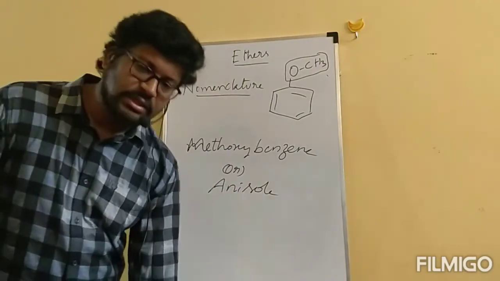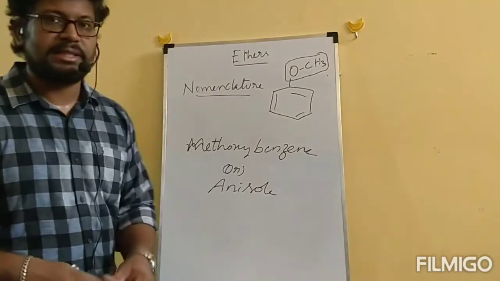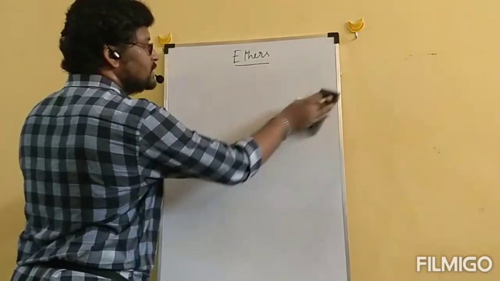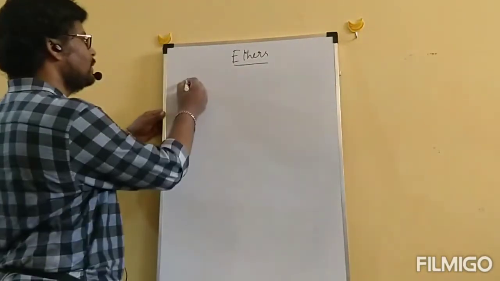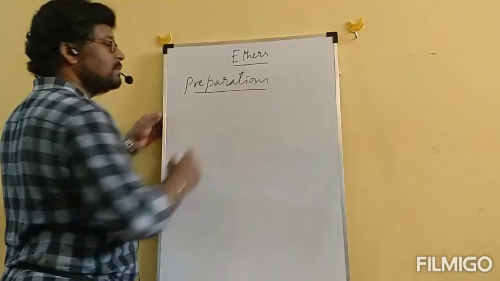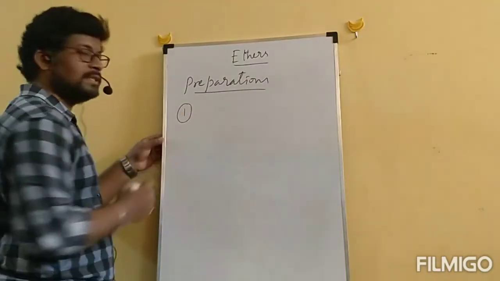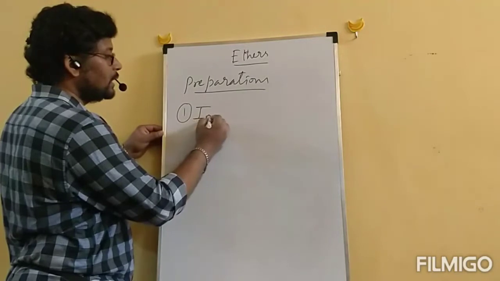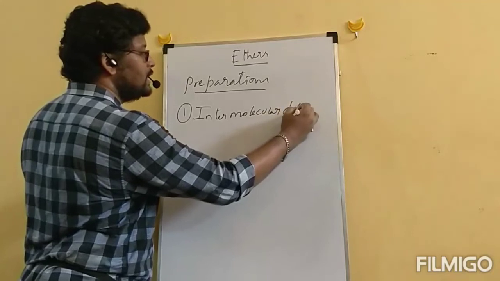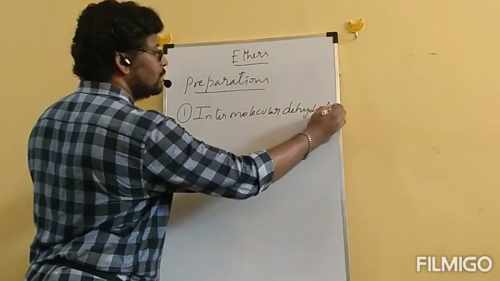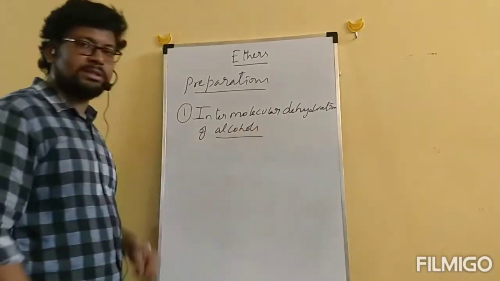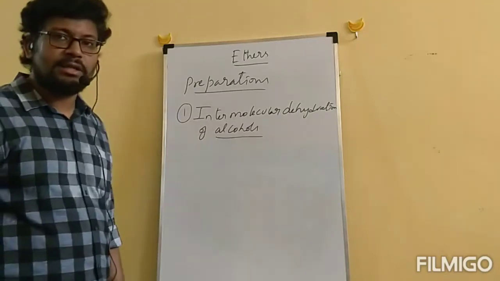After completion of the nomenclature, we can go through the preparations of ethers. We have two preparations of ethers now. Under preparations, the first preparation is intermolecular dehydration of alcohols.